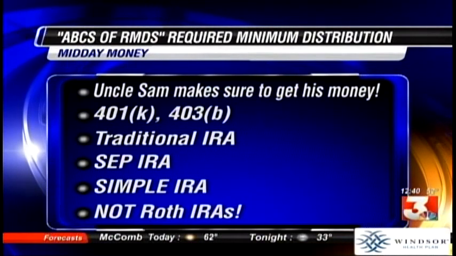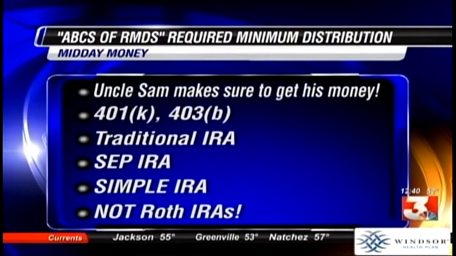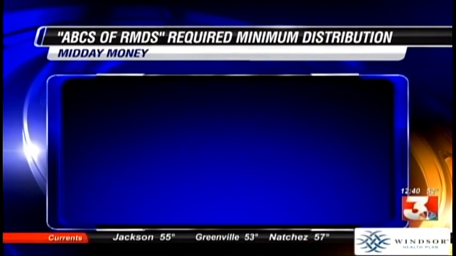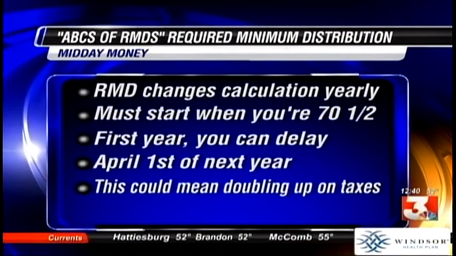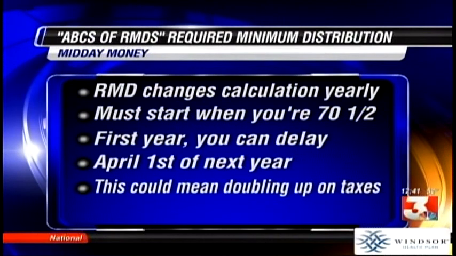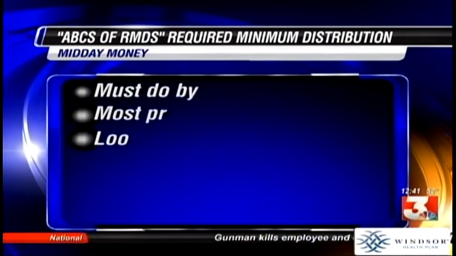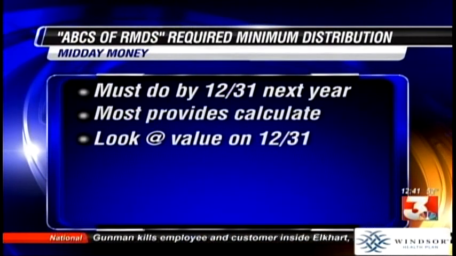So if you're already retired, you have to look at that. And the number you have to take out, the dollar amount, changes every year. First, know that you must start doing this when you reach the age of 70 and a half. Jewel, you're a long way off from that. That very first year, you can delay until April 1st of the next year taking out that money. But doing that could mean that you're doubling up on the tax bill. After the first year, you have to take that money out by the end of the next year.